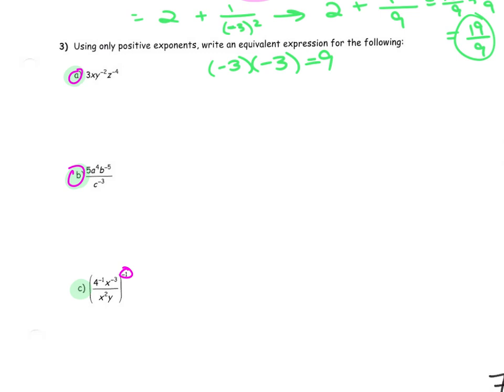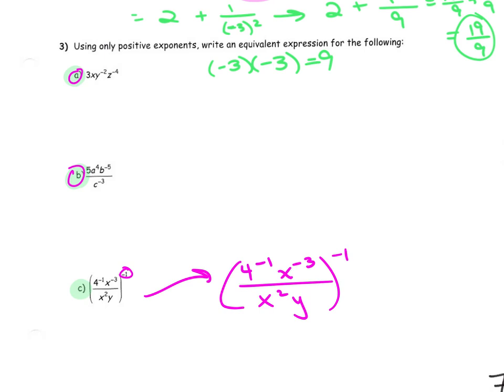Ooh, look at that. We're already starting off with that negative exponent. How fancy. So I have 4 to the negative 1st times x to the negative 3rd all over x squared y. Again, all raised to that negative 1 power. How exciting. Now remember, when you've got that negative exponent, we got to flip the fraction. So this is really going to be x squared y all over 4 to the negative 1st, x to the negative 3rd. Now we can start to simplify this.